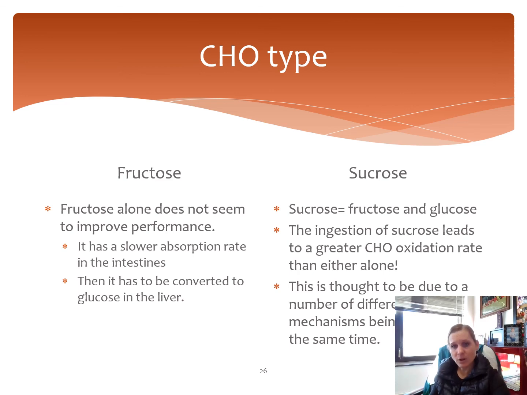So if we consume sucrose, which is fructose and glucose together, the ingestion of sucrose actually leads to greater carbohydrate oxidation rates than either alone. Again, we think this has to do with some different mechanisms that we can activate at the same time. It's not 100% understood why, but we have seen that if we consume the fructose and glucose together as a sucrose molecule, that actually enhances our oxidation rate.